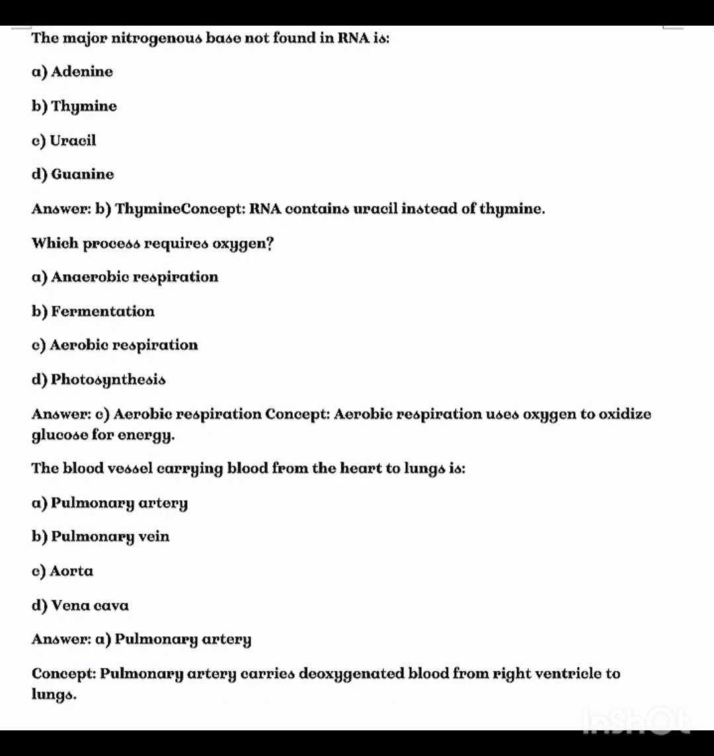The major nitrogenous base not found in RNA is A. Adenine, B. Thymine, C. Uracil, and D. Guanine. Answer: RNA contains uracil instead of thymine.